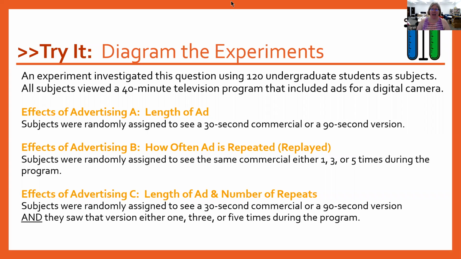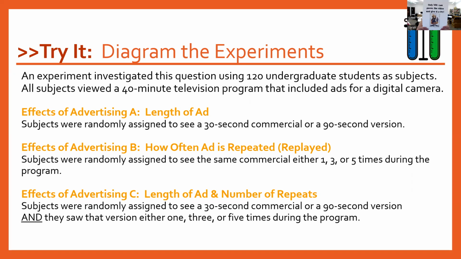Now that we've looked at how to do the diagram for a basic randomized comparative experiment, I'd love for you to give this a try on your own. So the experiment we're going to look at uses 120 undergrad students as subjects. All of the subjects are going to view a 40-minute TV program that includes an ad for a digital camera. So version A, the subjects are randomly assigned to see either a 30-second commercial or a 90-second version.